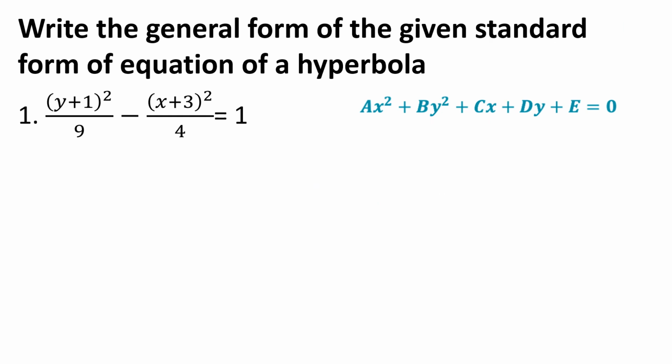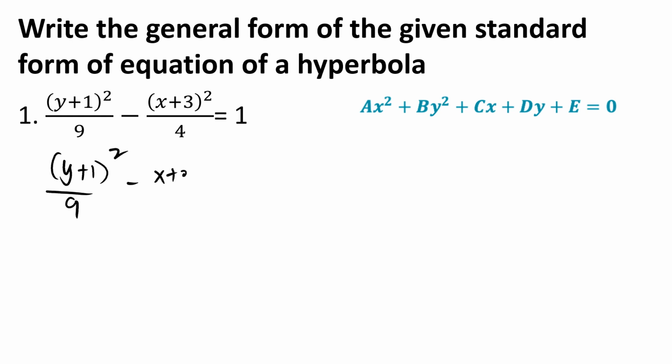Okay, so how to write the general form of equation of a hyperbola. So let us have number 1. y plus 1 squared over 9 minus x plus 3 squared over 4 is equal to 1. Okay, so our denominators are 9 and 4. So this will be our multiplier.